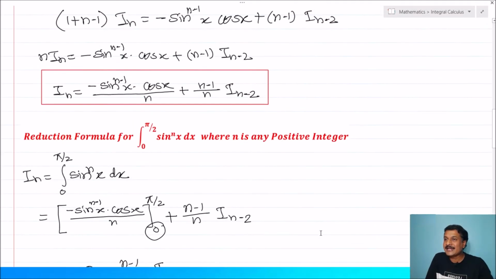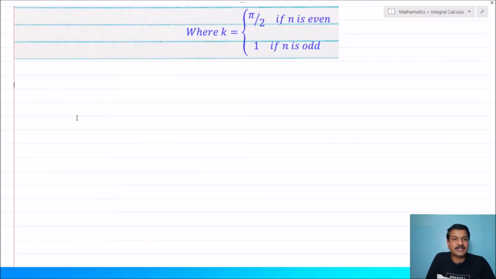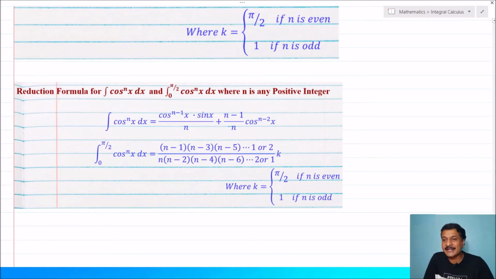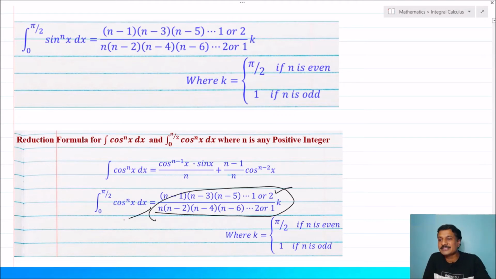Similarly, I can consider the reduction formula for integration from 0 to pi by 2 of cos x raised to n. So here you consider directly. You can observe here for the sine, the formula is n minus 1, n minus 3, n minus 5, dot dot dot 1 or 2. Here also the same. The same formula you will get for sine and cos.